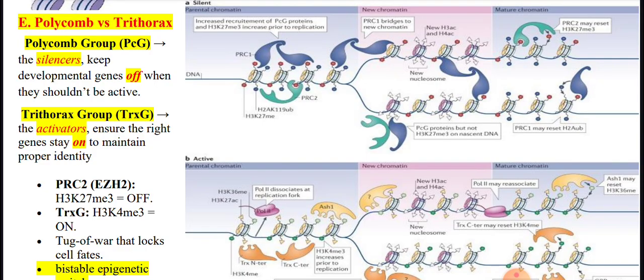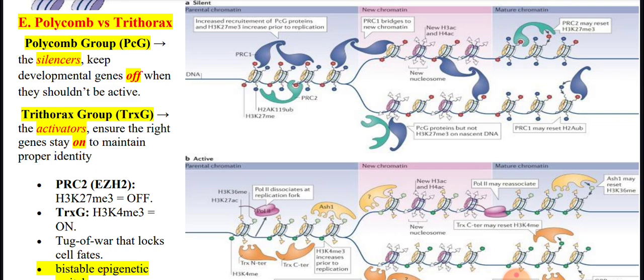Who's on the other side of the tug-of-war? The trithorax group proteins, TRXG, they are the activators. Their job is to maintain the active state of genes that should be expressed in a particular cell type. They counteract the silencing activity of polycomb. And how do they activate? One key mechanism is adding the activating histone mark, H3K4Me3. So trithorax proteins maintain the ON signal.